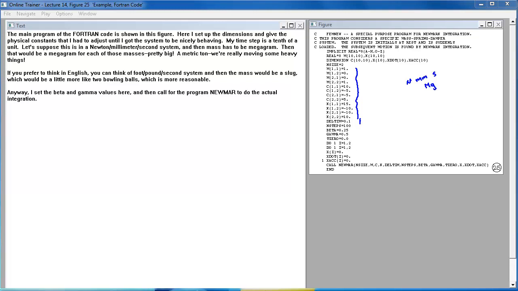If you prefer to think in English, you can think of foot-pound second system, and then the mass would be a slug, which would be a little more like 2 bowling balls. That's more reasonable. Anyway, I set the beta and the gamma values here, and then call for the program Newmar to do the actual integration.